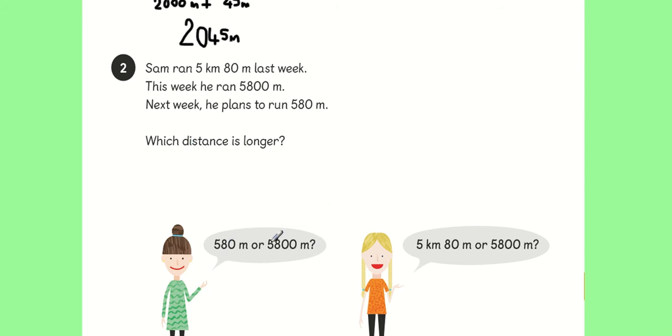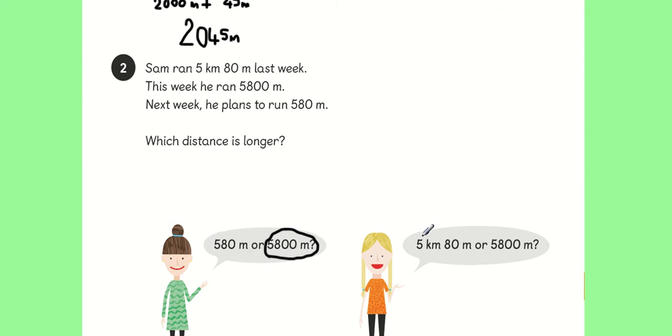These two are written in the same way. They're both written in metres, so it's easy to compare these. Which is the bigger number out of 580 and 5,800? Yep, 5,800 is bigger because it's got things in its thousands column, whereas this number doesn't have any thousands.